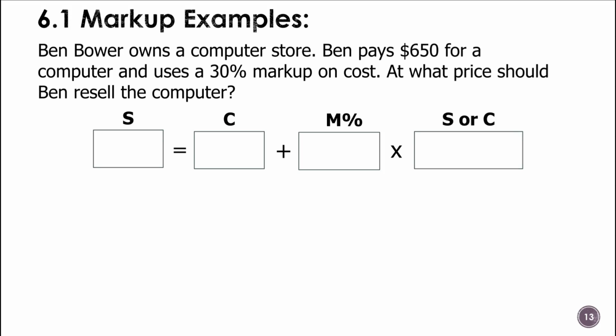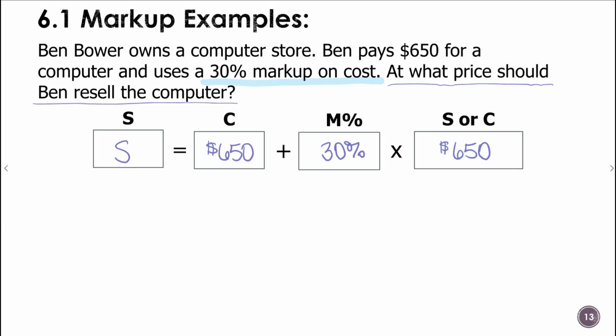Ben Bauer owns a computer store. Ben pays $650 for a computer and uses a 30% markup on cost. At what price should he resell the computer? Okay, so he paid $650 and we know that then is his cost. The markup is 30% on cost, right? So 30% markup on cost, and that means that this is going to be $650 because we do know the cost and we're looking for selling price because it says at what price should Ben resell the computer.